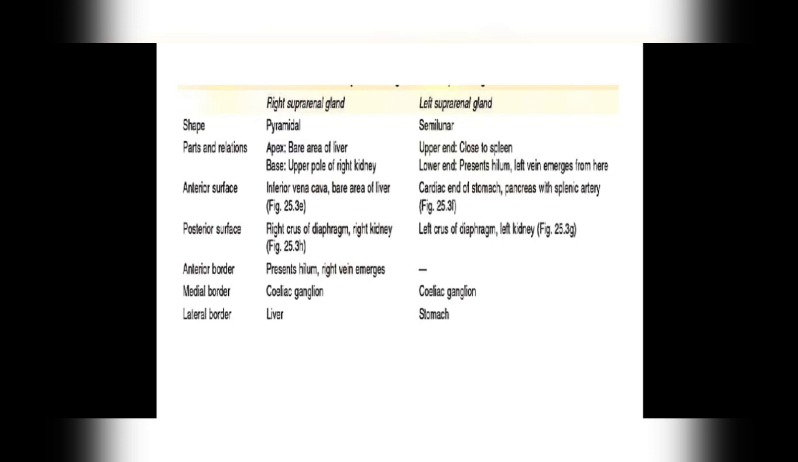In left suprarenal gland, upper end is in relation with spleen, lower end in relation with the kidney, and it presents a hilum, where the left vein emerges. In right suprarenal gland, anterior surface relates to inferior vena cava and bare area of liver, posterior surface to right crus of diaphragm and right kidney. In left suprarenal gland, anterior surface relates to cardiac end of stomach, pancreas, splenic artery, and posterior surface to left crus of diaphragm and left kidney. Anterior border presents hilum, right vein emerges, medial border relates to celiac ganglion in both right and left, and lateral border is in relation with liver in right and stomach in left.